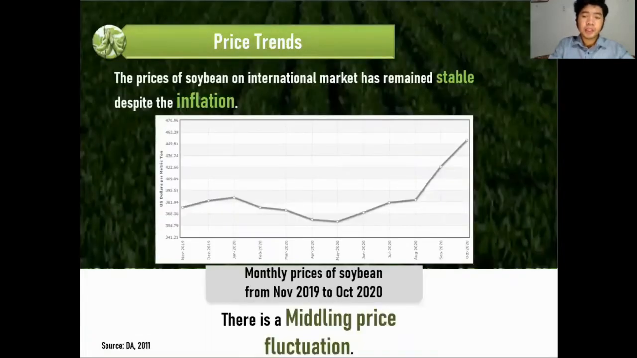From November 2019 to October 2020, there is a middling fluctuation in the prices. The highest was $465.55 per metric ton in October 2020.